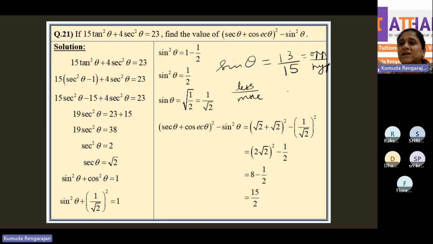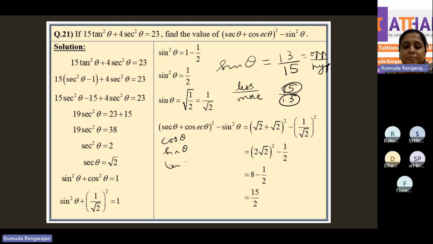So any proper fraction can be the value of sine theta and cos theta. They cannot take an improper fraction, because if it's 15 by 13, that means 13 is the hypotenuse. That's not possible, because this is larger than the hypotenuse. So cos theta and sine theta can take only proper fractions, because they are opposite by hypotenuse and adjacent by hypotenuse.